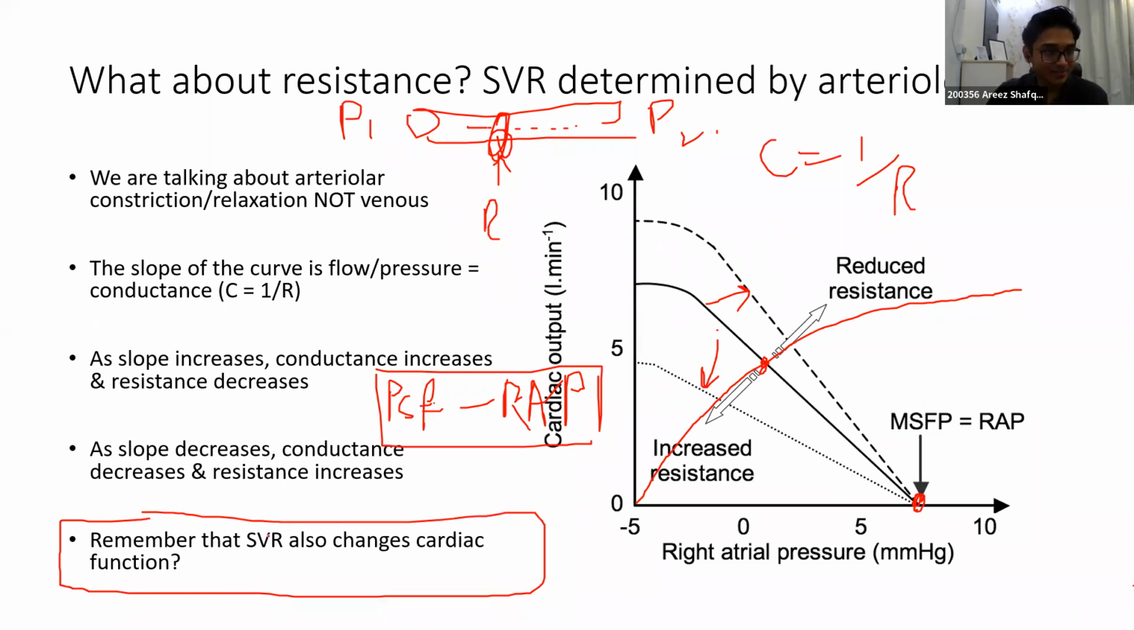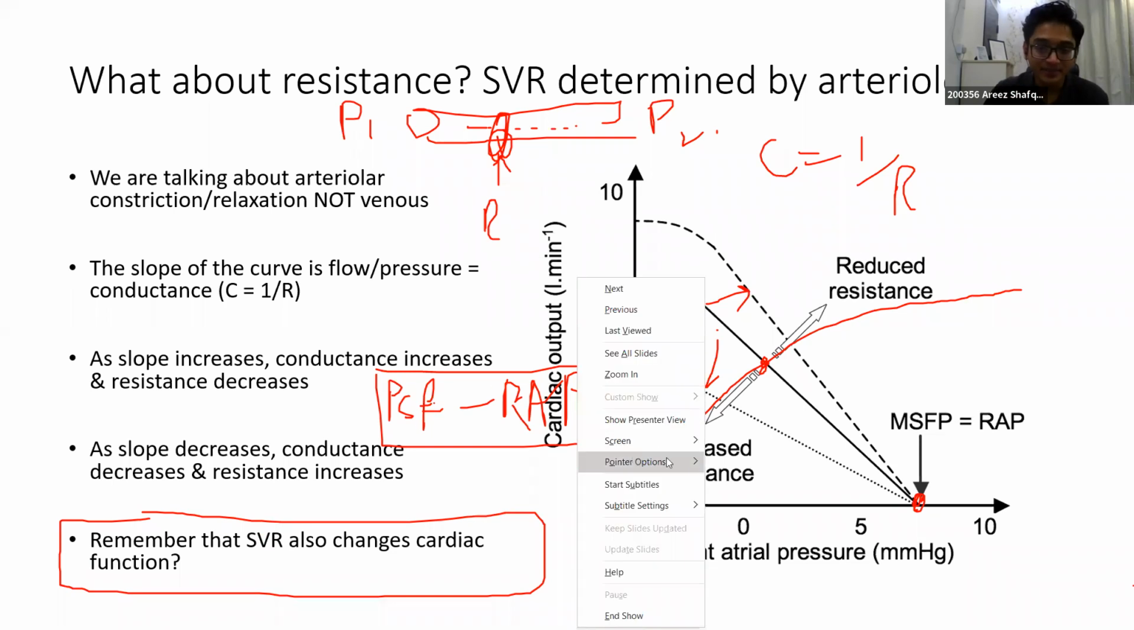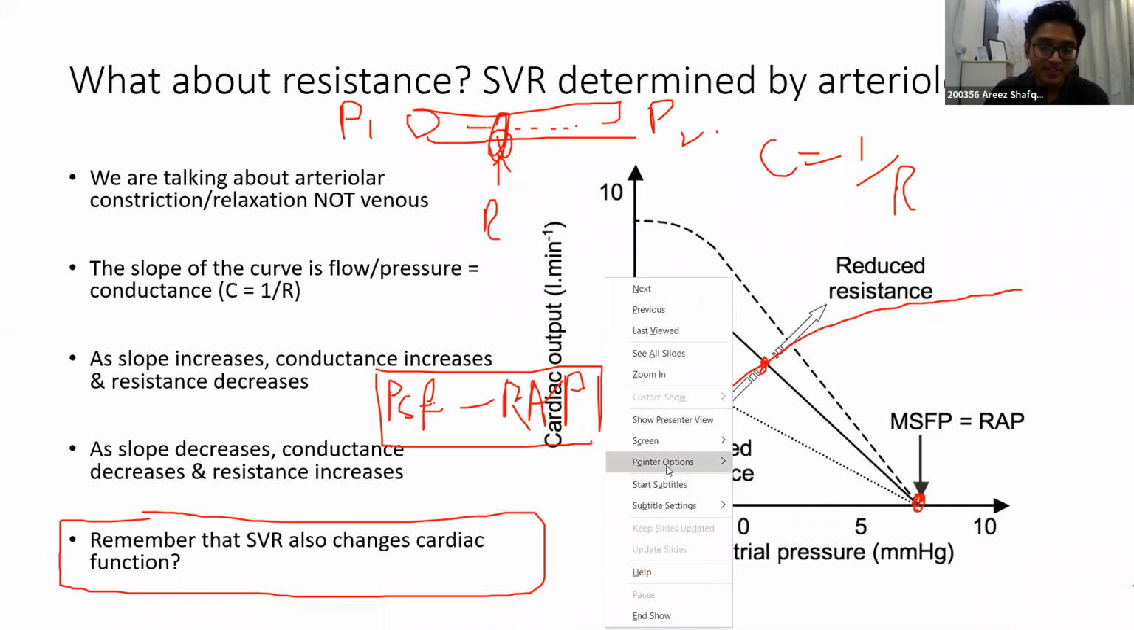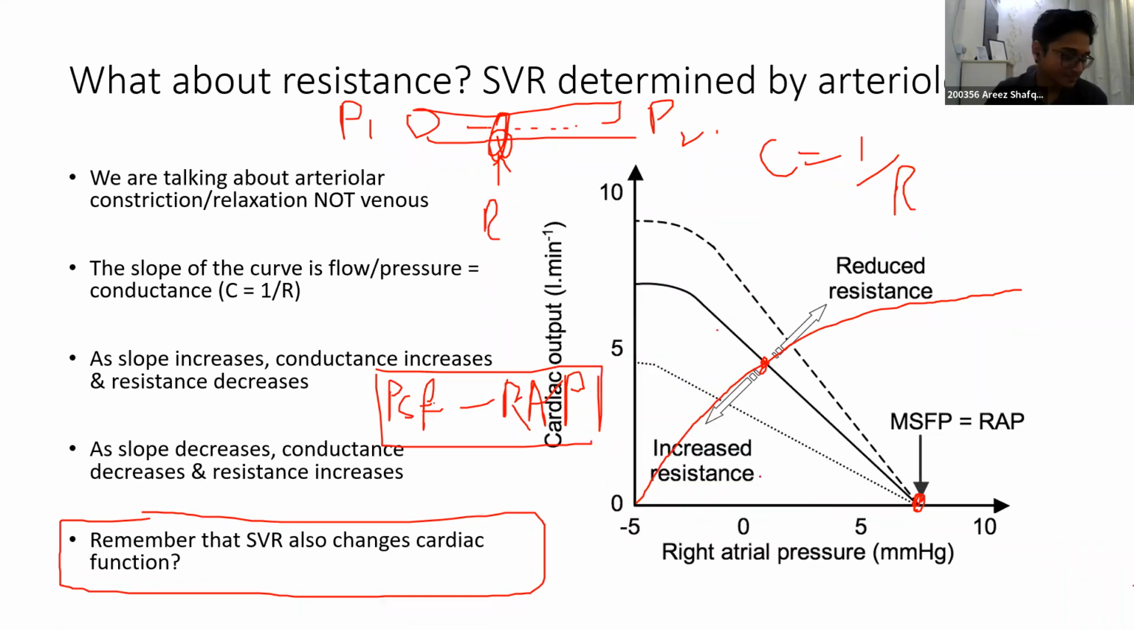Remember that systemic vascular resistance also changes cardiac function. So I've drawn the cardiac function curve for you. What happens to the cardiac function curve if I vasodilate? Moves to the right.